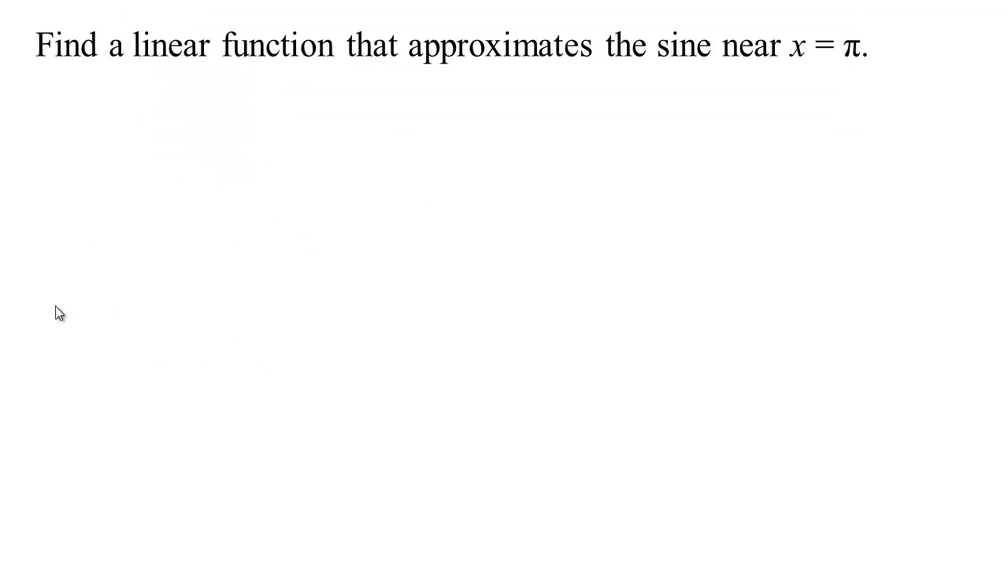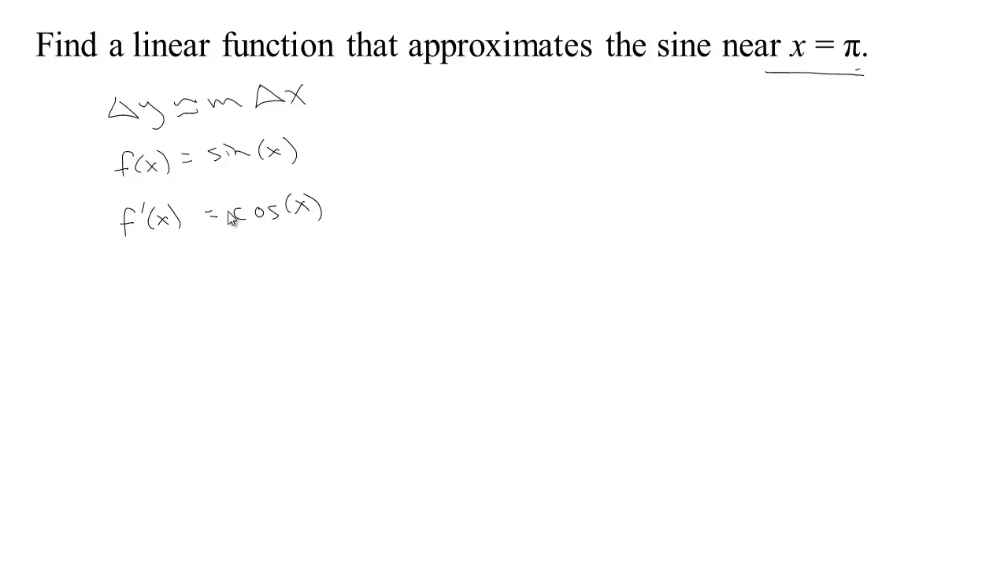Let's do another example. This time, let's do it near the point where x equals pi. Again, we have this basic idea that the change in y is approximately the slope times the change in x. And again, our function is sine of x, so the derivative of our function is cosine of x. And that gives us the slope of the function if we plug in a particular x value. If we plug in the value pi, the slope is the cosine of pi, and the cosine of pi, you'll recall, is -1.